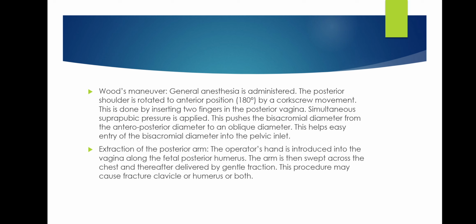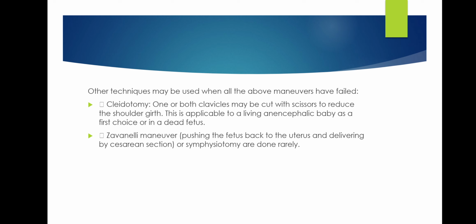Then extraction of the posterior arm. In this case, the operator's hand is introduced into the vagina along the fetal posterior humerus. The arm is then swept across the chest and thereafter delivered by gentle traction. And what you need to know is that this procedure may cause fracture of the clavicle or humerus or both.